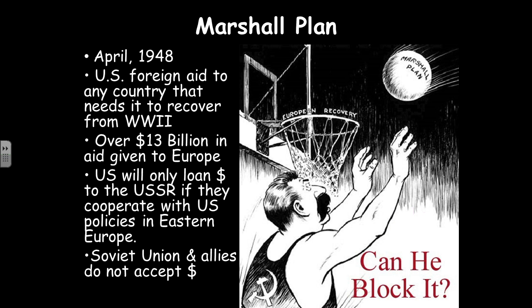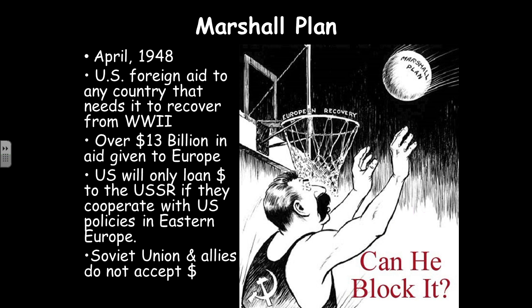In April of 1948, at pretty much the exact same time that we're finalizing NATO, the United States also rolls out something else that's a big part of containment, even though it might not look like it on the surface, and that is what's called the Marshall Plan. The Marshall Plan is named for U.S. Secretary of State George Marshall, and this is a really, really big one. This is quite an important program, and it's basically foreign aid, money from the United States to any country that needs it to recover from World War II.